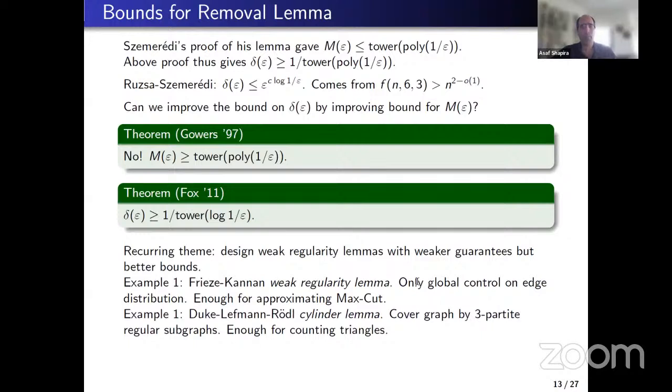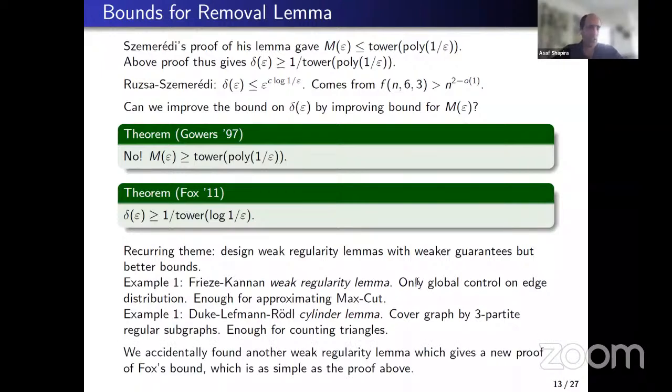Another variant is the Duke-Lefmann-Rödl cylinder regularity lemma. In this case, the statement is more complicated, but roughly what we do, we cover the graph by 3-partite graphs or k-partite graphs, etc. In general, such that each of these k-partite graphs is regular, and this is good for other purposes. For example, if we want to approximate the number of induced copies of graphs in a big graph.